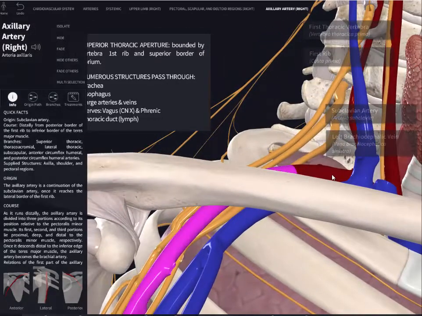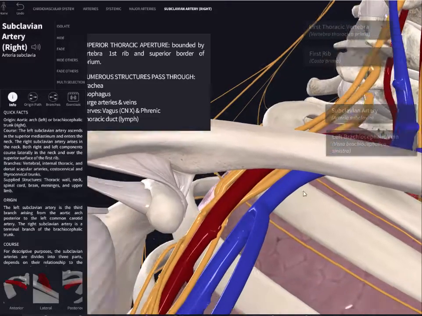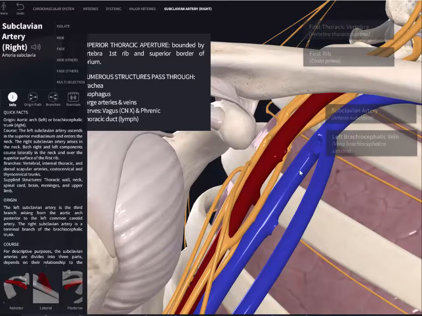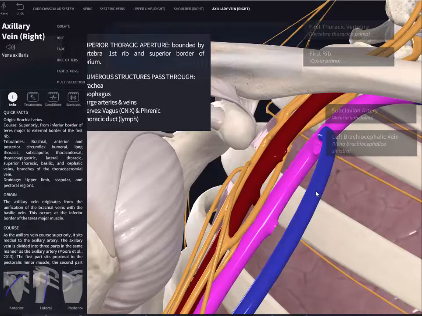If I follow this up here, we can see back there is the subclavian artery, and the subclavian artery can be divided into three parts. And along with that, we also have, parallel to the subclavian and then the axillary artery, the axillary and subclavian veins.